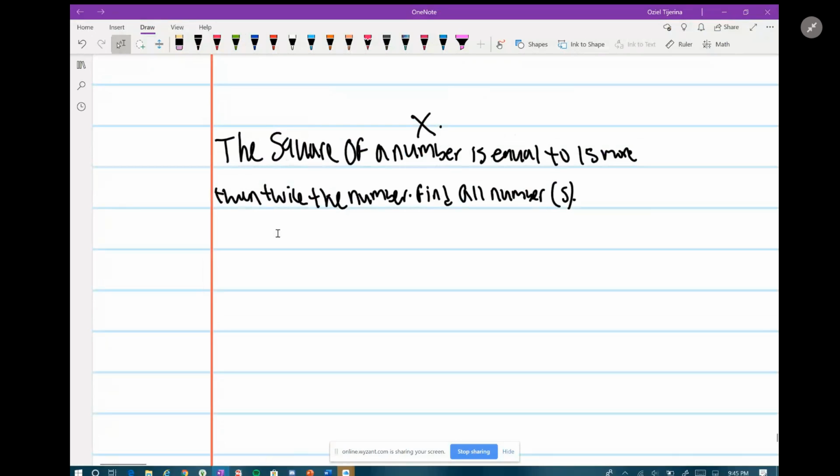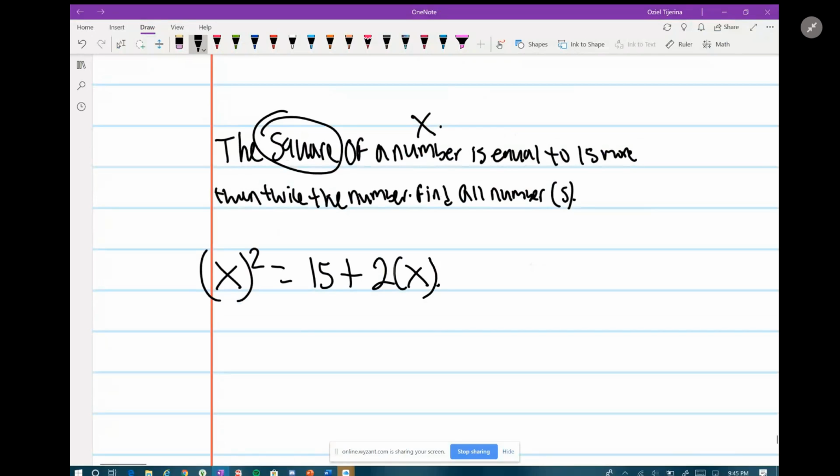And then it says it's equal to 15 more than twice the number. So when it says square, you're basically saying X squared equals, and then 15 more than twice the number. So it's equal to 15 plus twice this, so 2 times X. And then it's saying find all numbers. So for this one, we have the equation x squared equals 2x plus 15.